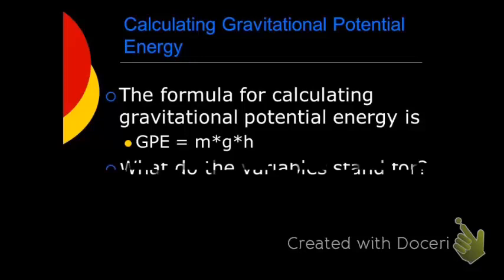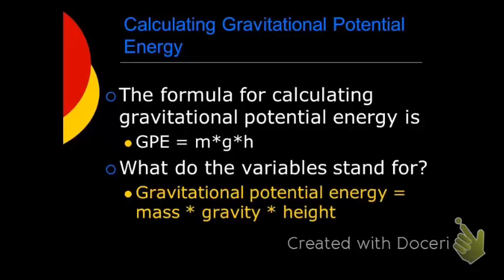And on your paper, it asks, what do the variables mean? Shannon? Gravitational potential energy equals mass times gravity. Very good. Mass times gravity times height.